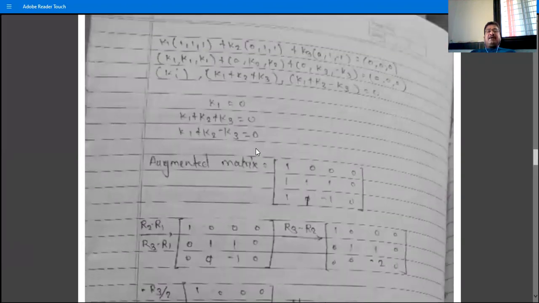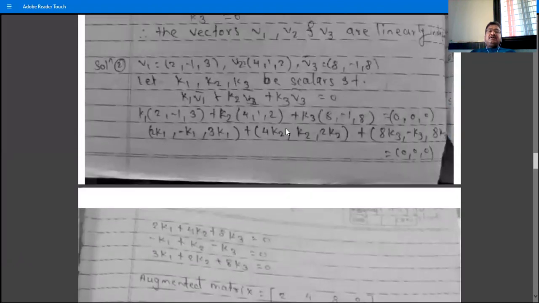The next problem: again, we denote these three vectors as V1 bar, V2 bar, and V3 bar. Now there are three vectors, so take three scalars. Let K1, K2, K3 be scalars such that K1 V1 plus K2 V2 plus K3 V3 is equal to 0. Then K1 (2, minus 1, 3), K2 (4, 1, 2), K3 (8, minus 1, 8) is equal to 0 bar, that is, 0 0 0, the 3-tuple. These V1, V2, V3 are vectors of R raised to 3, so 0 is the 3-tuple 0 0 0.